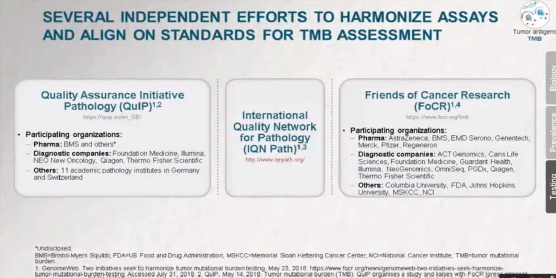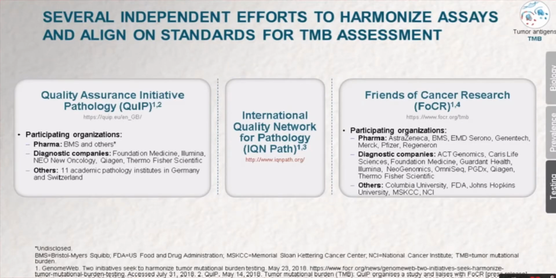As a consequence, there are numerous groups that are really focusing on this to try to standardize it, and a few of them are listed here. The Quality Assurance Initiative, the International Quality Network for Pathology, and the Friends of Cancer Research are really trying to identify ways to standardize tumor mutational burden measurement and to determine what its significance is in clinical practice.